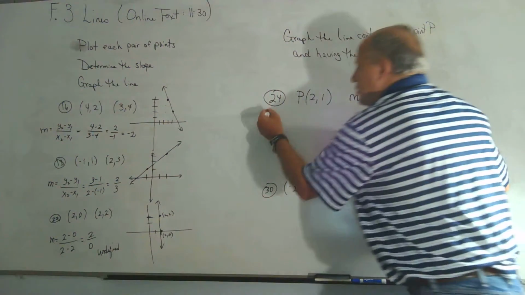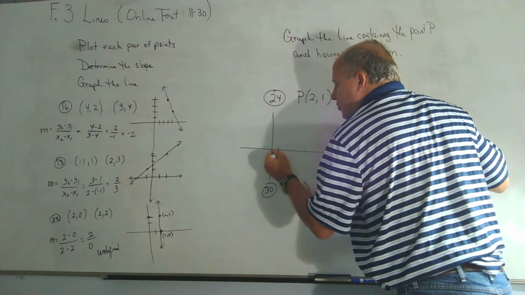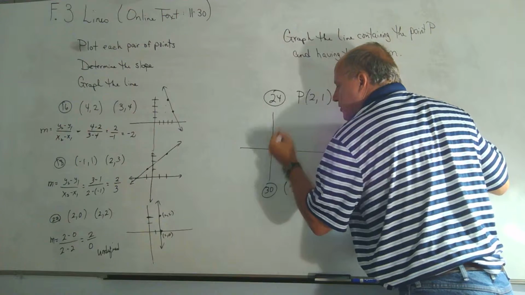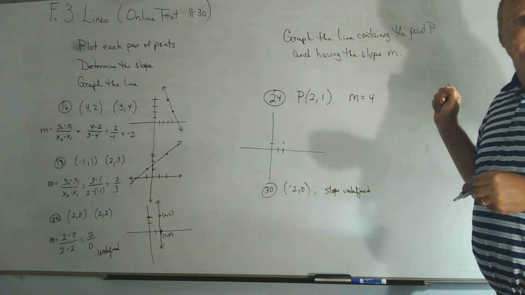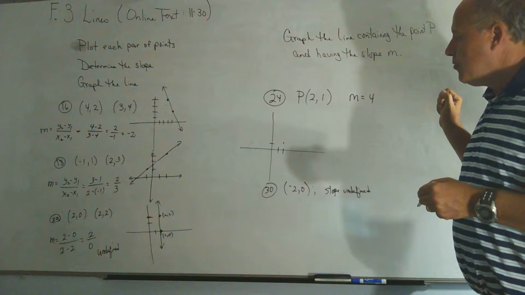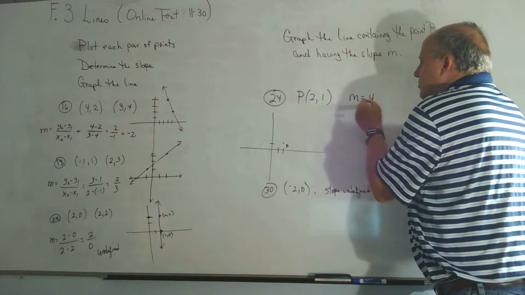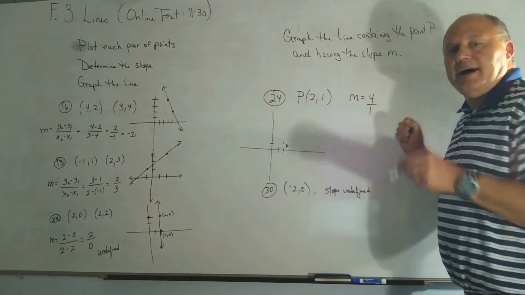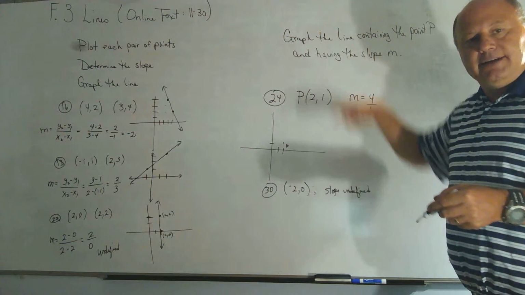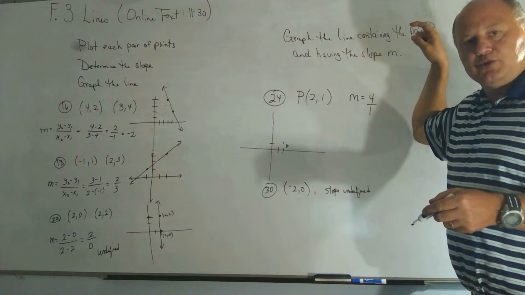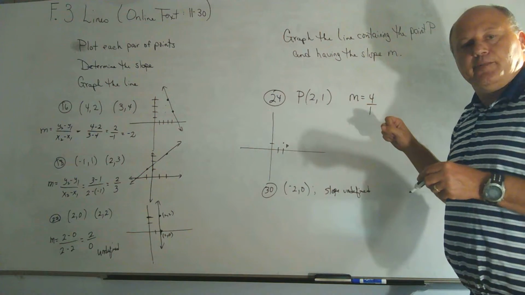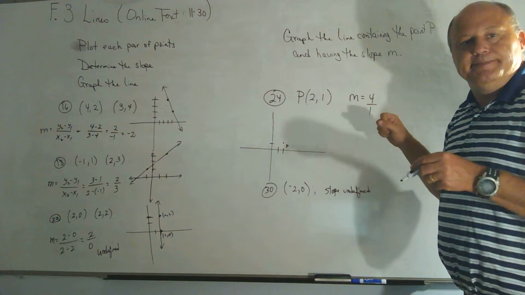So the point is 2, 1. All right? And then using the slope, the slope is 4, so it's 4 divided by 1. Remember, rise over run. So you rise 4 and run to the right just 1 unit. Plot your other point, connect the two points, you're done.